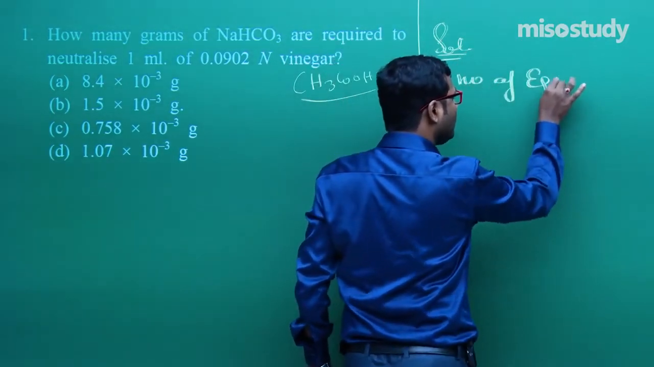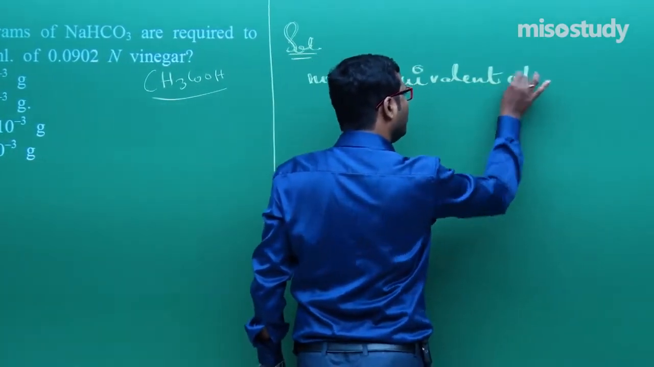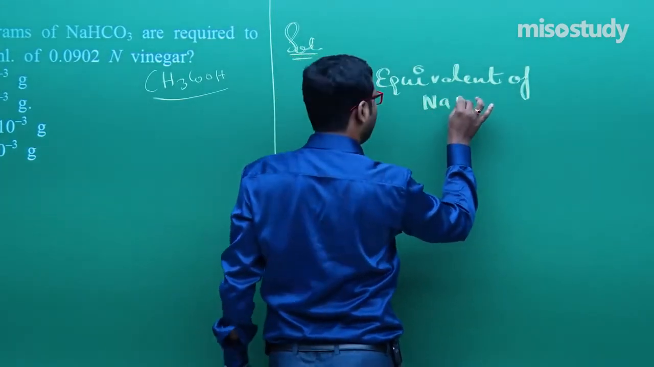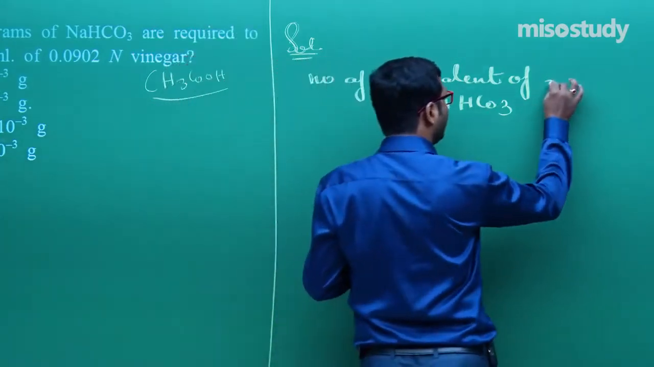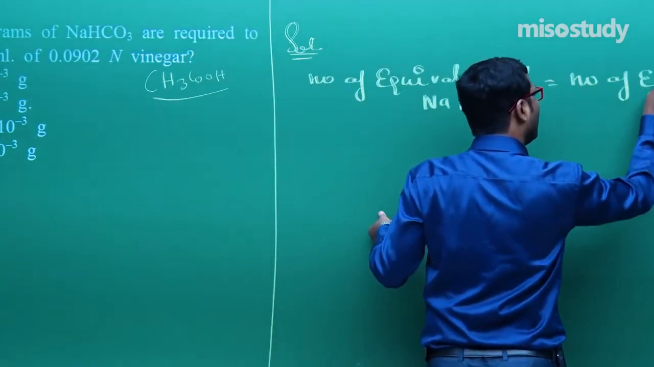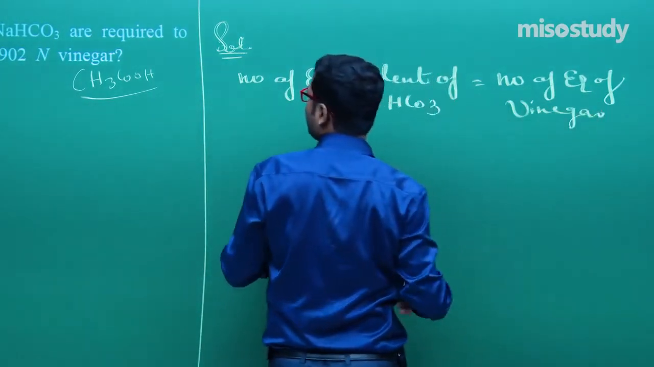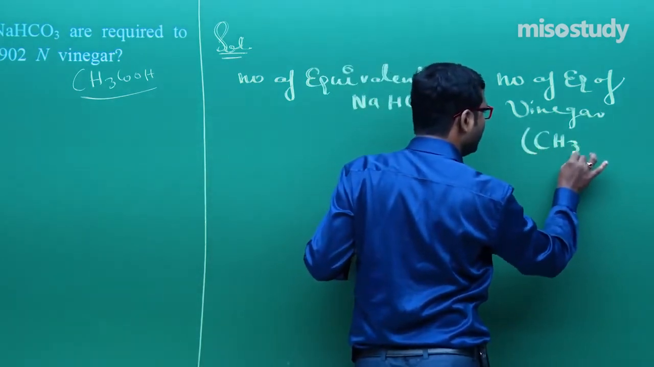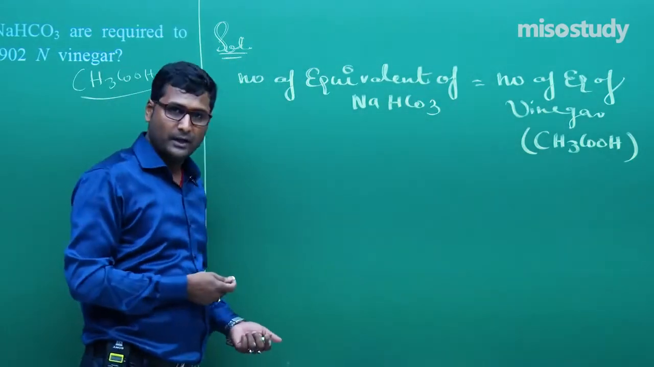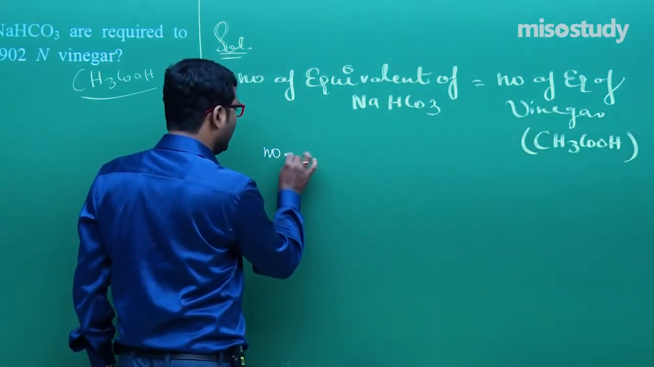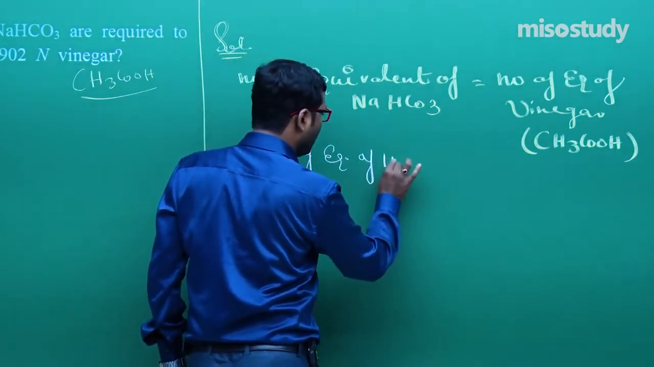Number of equivalents of NaHCO3 is equal to number of equivalents of vinegar. Clear to you? What is vinegar? We know that it is CH3COOH. Now what will happen? Number of equivalents of NaHCO3 will be equal to number of equivalents of vinegar.